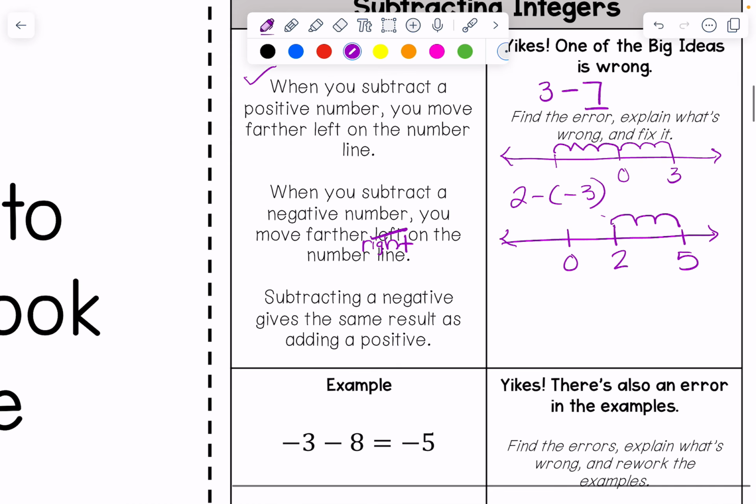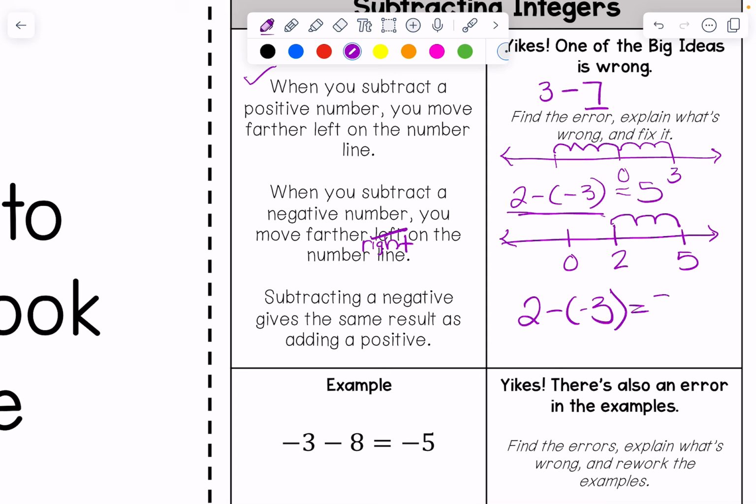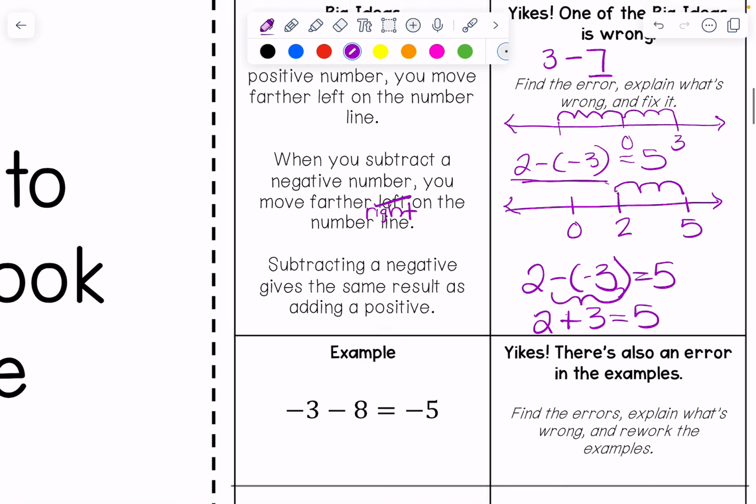And then subtracting a negative gives the same result as adding a positive. If we look at this example we just used, 2 minus -3, I ended up with an answer of 5, so subtracting a negative is going to give me the same result as if I were to add a positive. So 2 plus 3 would also be 5.